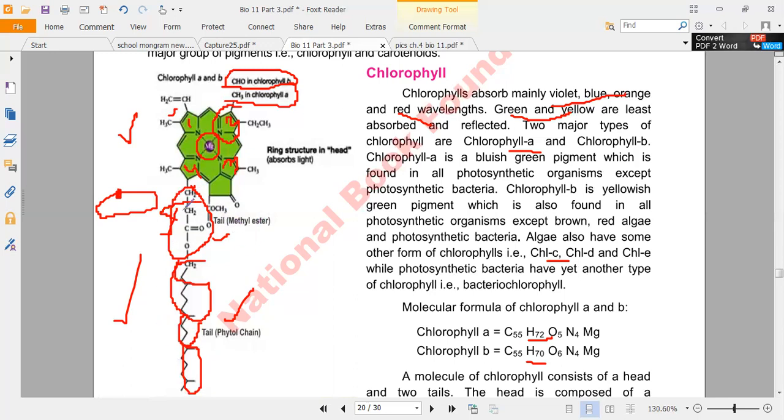This is hydrophobic in nature, that's why it is present inside the stroma, or we can say inside the membrane, and that is used for anchoring this pigment in the membrane, or thylakoid membrane.